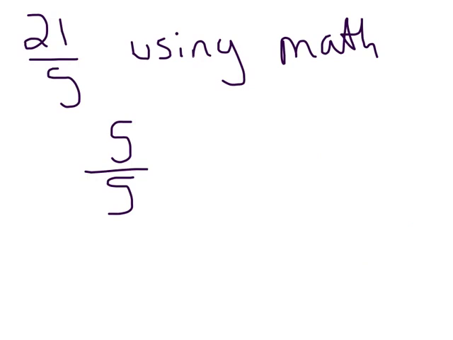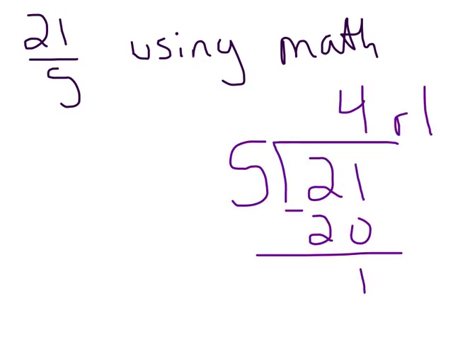I need to see how many groups of 5/5 I can make from 21/5. So I'm going to do 21 divided by 5. 21 divided by 5 gives me 4 remainder 1. This means that I have 4 groups of 5/5 with 1/5 left over, or 4 and 1/5.